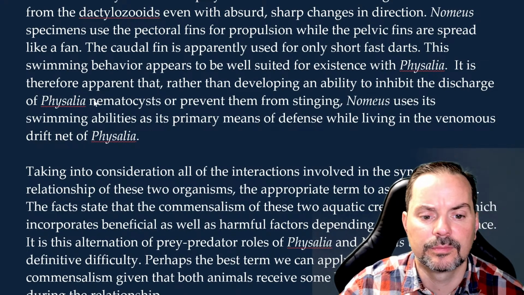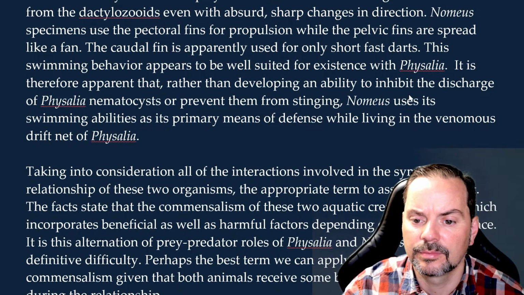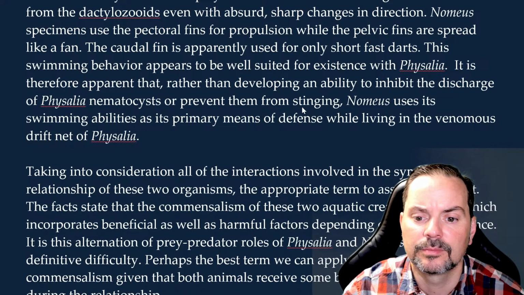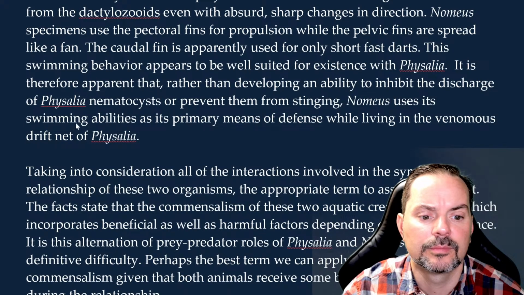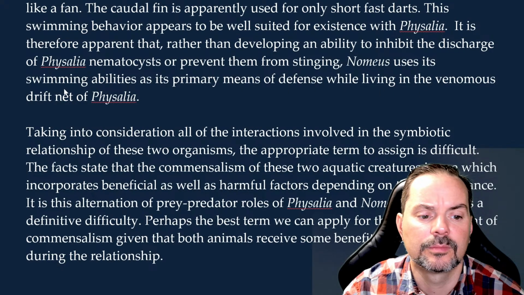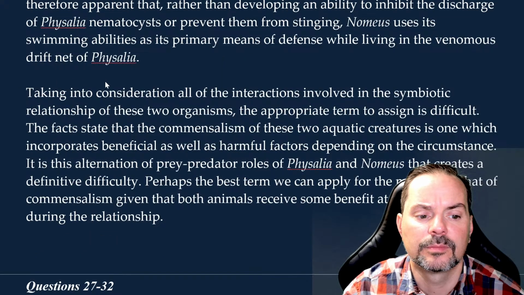It is therefore apparent that rather than developing an ability to inhibit the discharge of Physalia nematocysts or prevent them from stinging, Nomius uses its swimming abilities as its primary means of defence while living in the venomous drift net of Physalia.